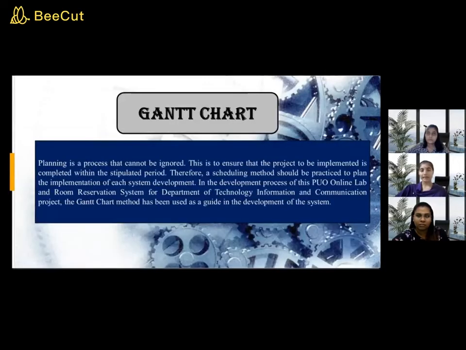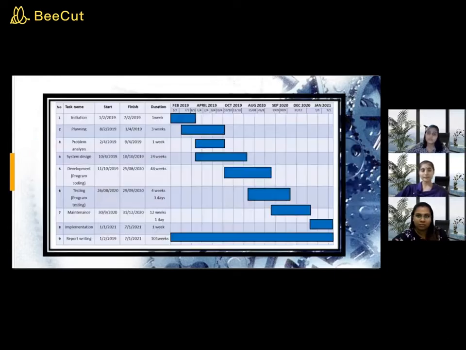Second, project planning is the Gantt chart. Planning is a process that cannot be ignored. This is to ensure that the project to be implemented is completed within the stipulated period. Therefore, a scheduling method should be practiced to plan the implementation of each system development. In the development process of this PUO online lab and room reservation system for the Department of Technology, Information and Communication project, the Gantt chart method has been used as a guide in the development of the system. This is the Gantt chart for our new system.